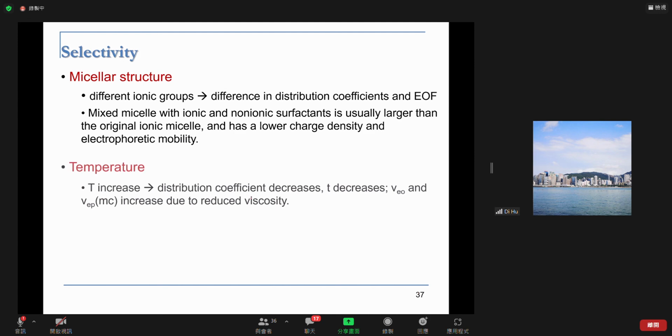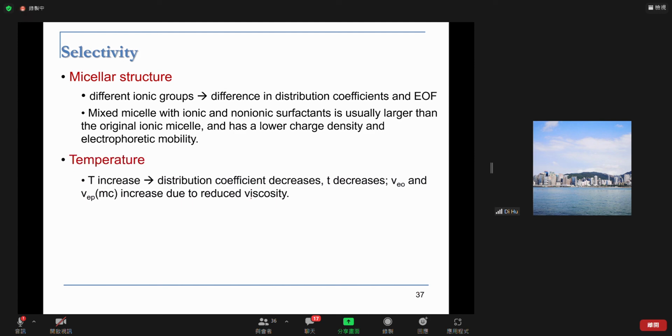That is the case for that one. For temperature, if you increase the temperature, the partition distribution coefficient decreases, and the time also decreases because more analyte travels together with the mobile phase, right? Both the electro-osmotic flow and the electrophoretic mobility increase because the viscosity decreases.